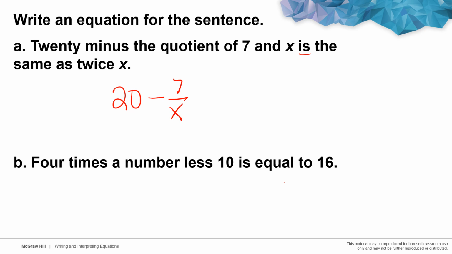What does is look like when we're writing it? Is equals, yeah. Thanks, Emma. So equals, if you see the word is, we're saying that is something, so it's equal to that. Is the same, so it is the same. That means equals. As twice x. If I want twice something, x, what does that look like? It means you multiply by 2. So we would write 2x because it's twice x.